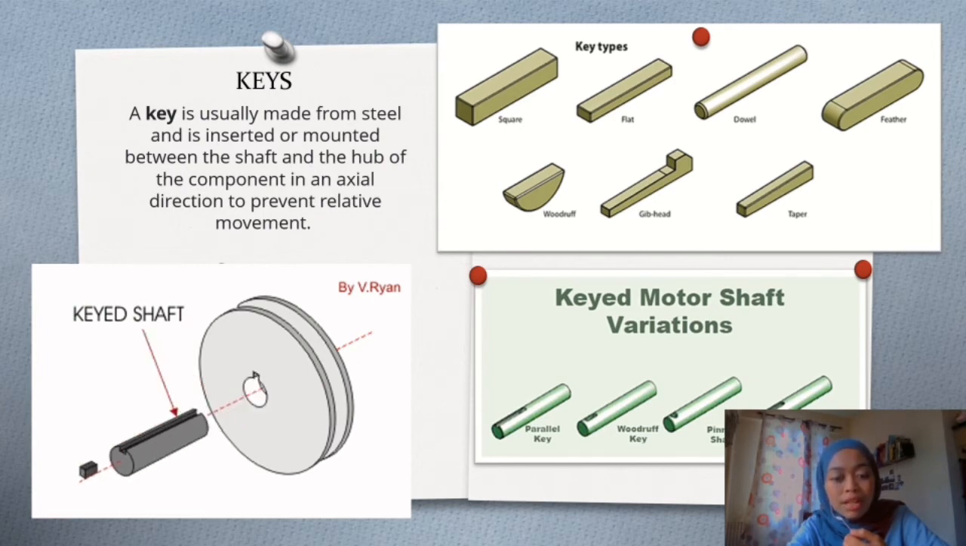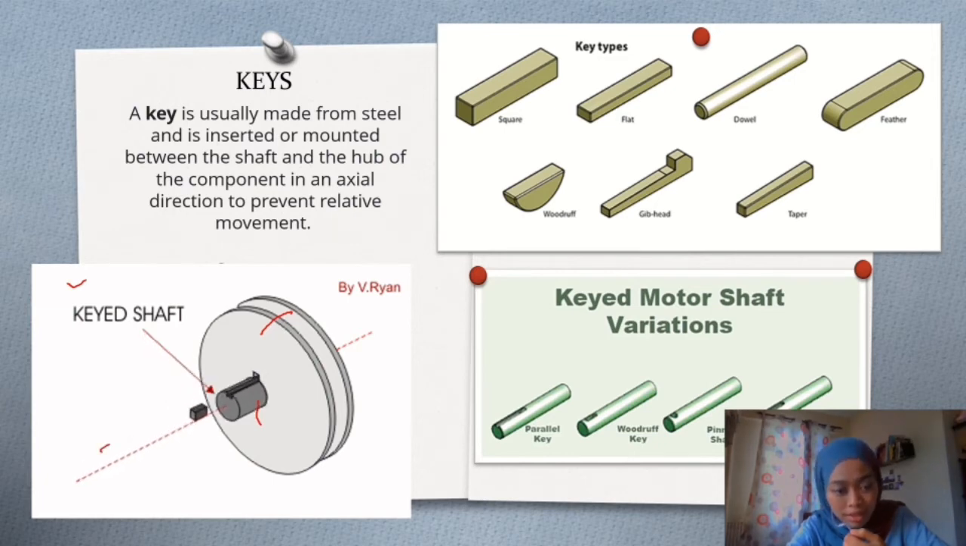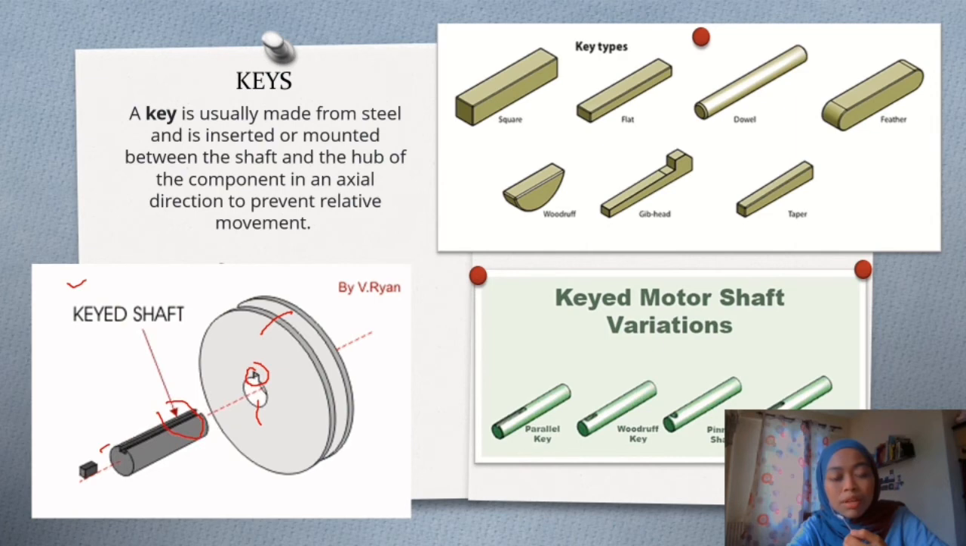As we can see in the diagram here, this is a hub, and this is a motor shaft, and the tiny bit here is the key. So the shaft will go into the hub, and the key will fit here to make it secure and to prevent relative movement.